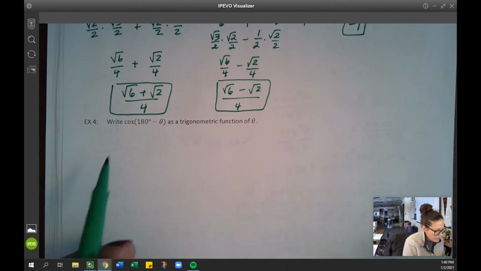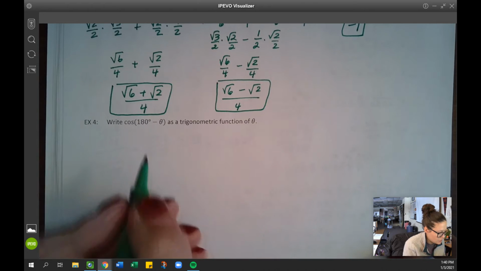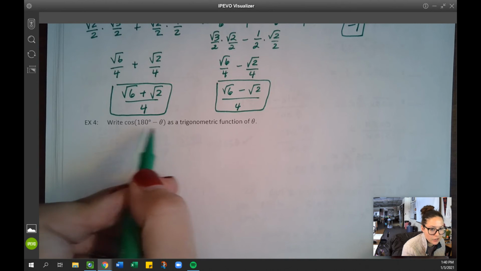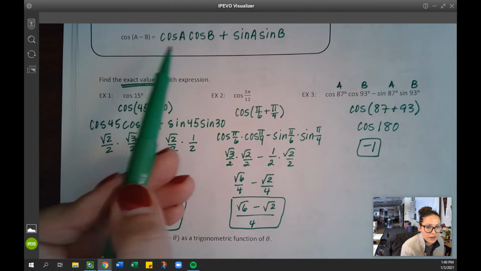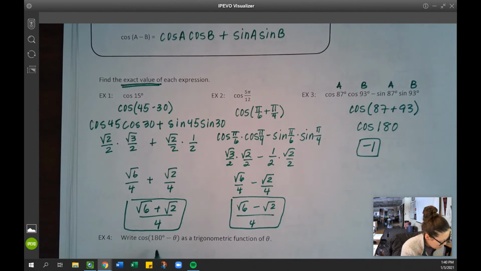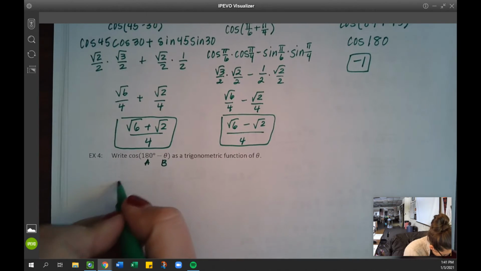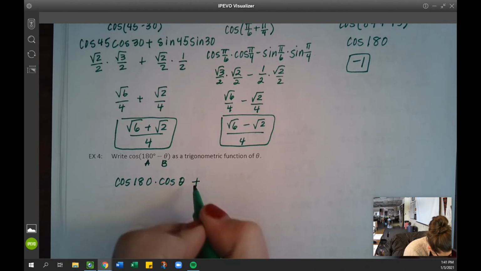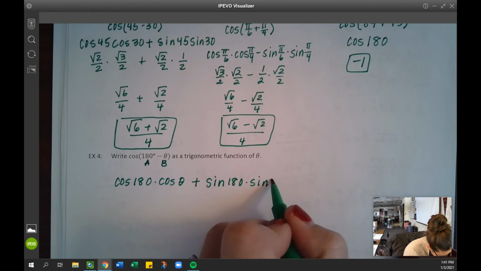Example 4. Write cosine of 180 minus theta as a trigonometric function of theta. So we are going to use our difference identity because we're taking the cosine of a difference to rewrite this expression. So we're using this guy right here, except everywhere I see an A, I'm going to put 180, and everywhere I see a B, I'm going to put theta. So I'm going to have cosine 180 times cosine theta plus sine 180 times sine theta.